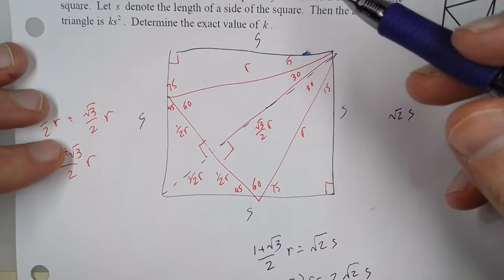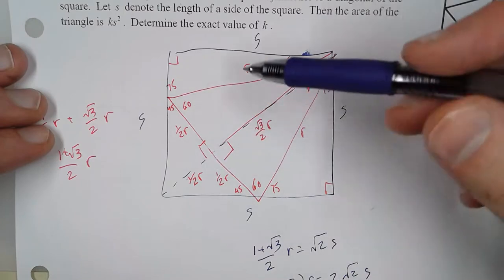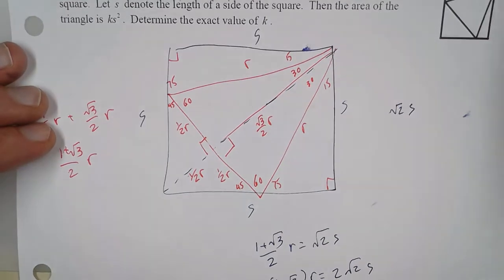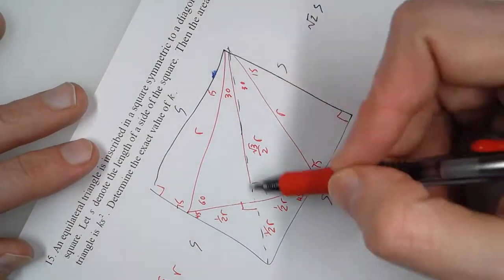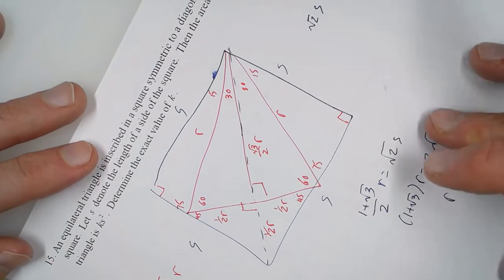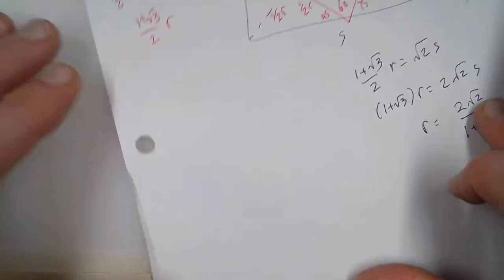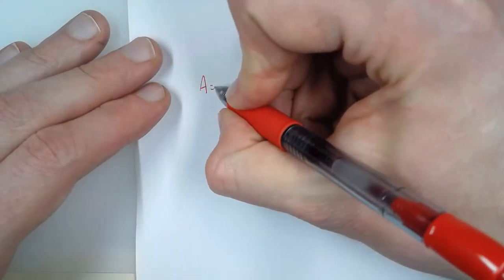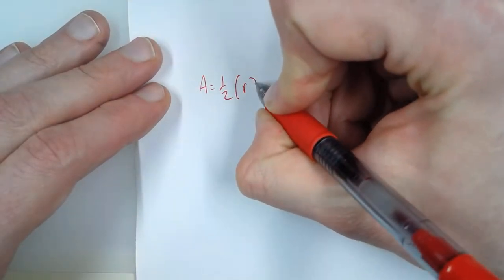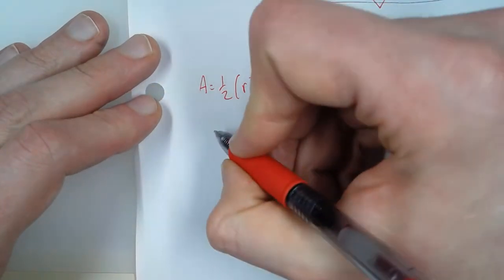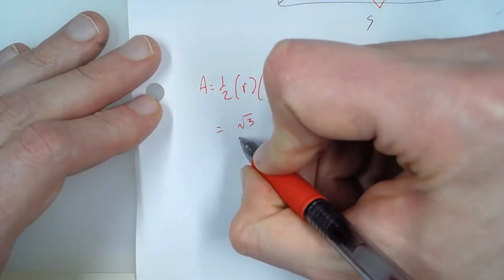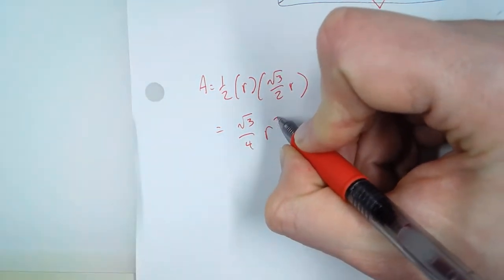Now let's go back to the triangle. We need to figure out the area of the triangle. And so that's going to be 1/2 the base times the height. So if I turn it sideways, this is the altitude right here, and R is the base. So the area is 1/2 the base, which is R, times the height, square root of 3 over 2 R. So that's going to be square root of 3 over 4 R squared.